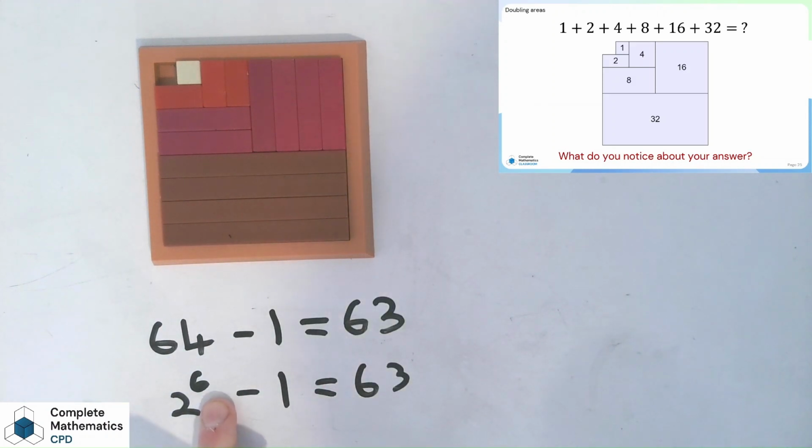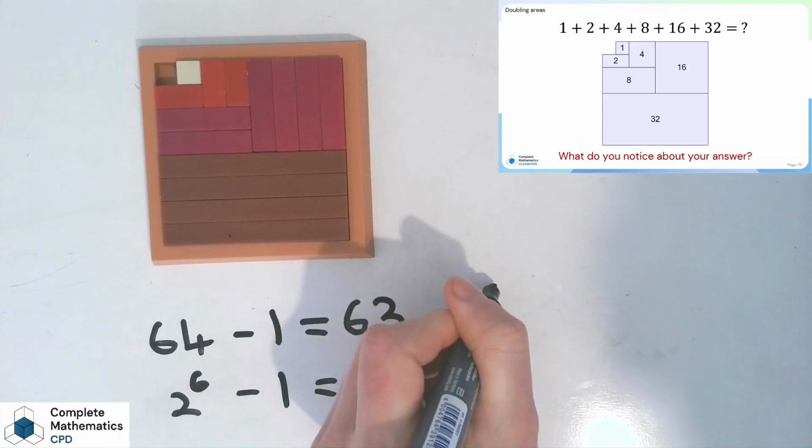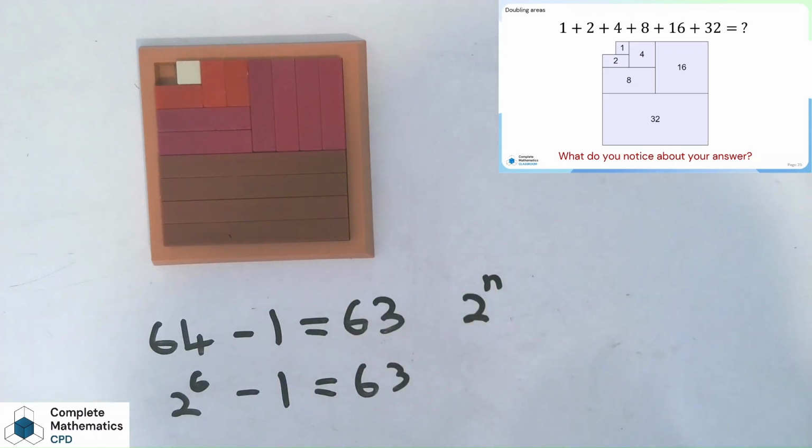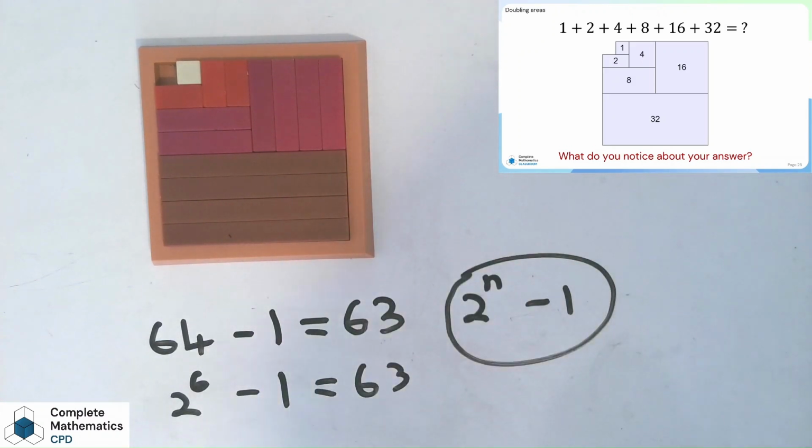And notice that there were 6 terms in the sequence, 1 plus 2 plus 4 plus 8 plus 16 plus 32. So we can generalise this for any length sequence, and the generalisation would obviously be 2 to the power n, where n is the length of the sequence, minus 1.